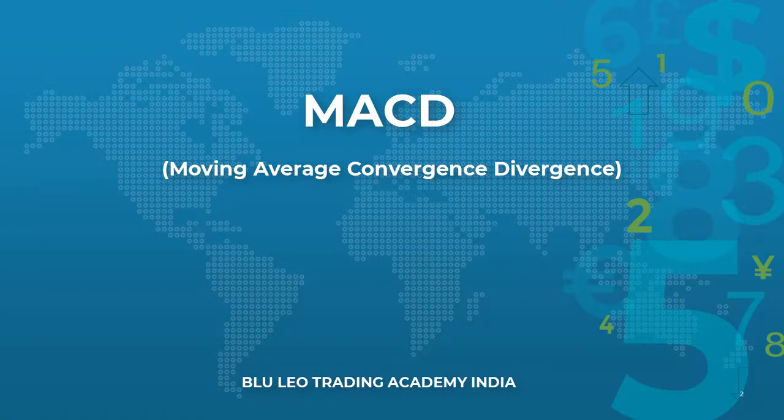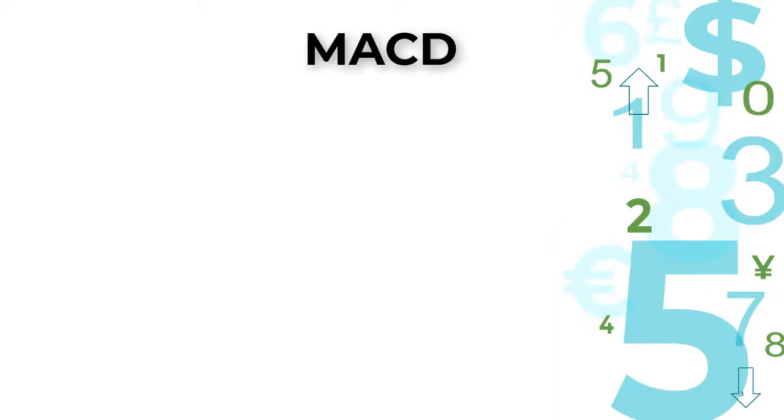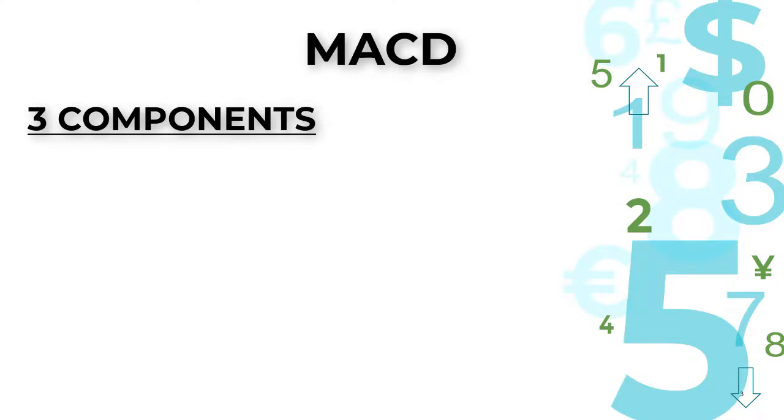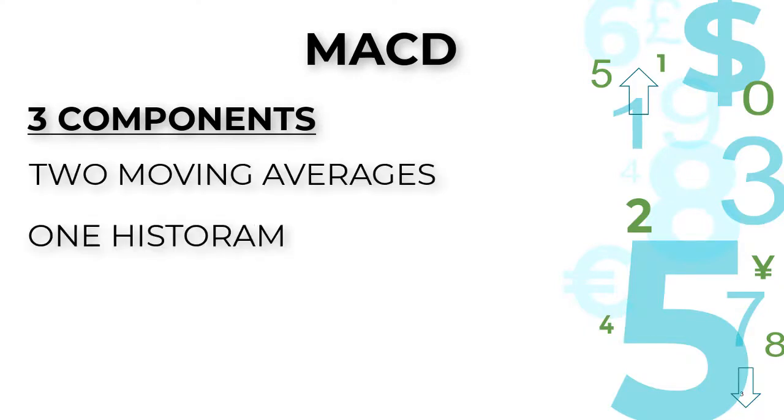The MACD indicator is the most commonly used technical analysis indicator, and it works using three components: two moving averages and one histogram. I don't want to make this video very technical. I want to make it easy and simple so that everyone can understand.